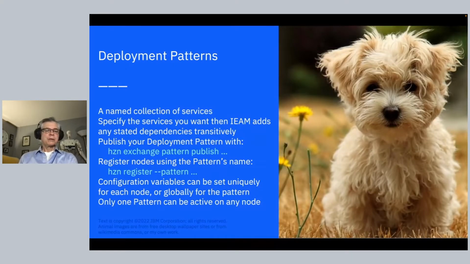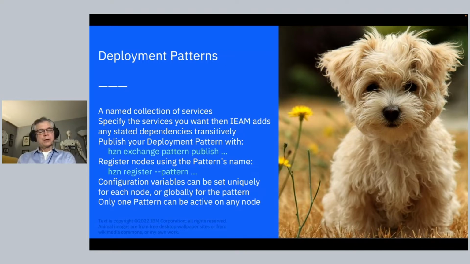First of all, deployment patterns. A deployment pattern is just a named collection of services. You specify the services you want, and then IEAM adds any stated dependencies transitively. So if this service uses that service and that service uses another, all of those will be brought in if you specify the first service. And the way that you publish your software deployment pattern is with hzn exchange pattern publish, and give it the details that I'll show you in a moment for your pattern. And then that will create that pattern in the Exchange.